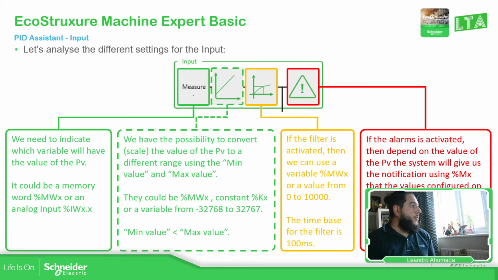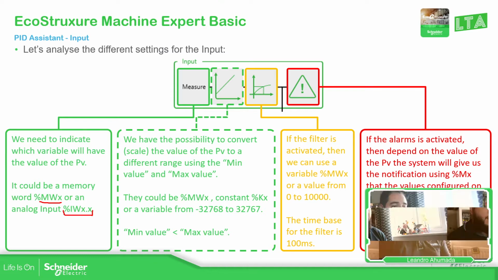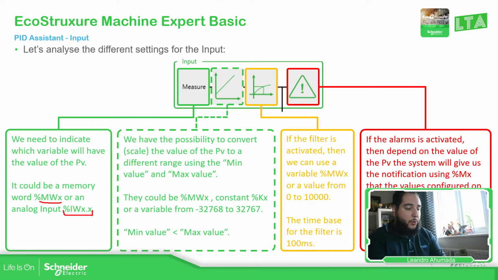But basically, the measure is going to be the process variable, the PV, that we are reading from the signal, from the process. And as I say over here, it could be %MW, or it could be linked to the analog input. If it's linked to the analog input, then you should make the check on the conversion, because let me just open the basic again.